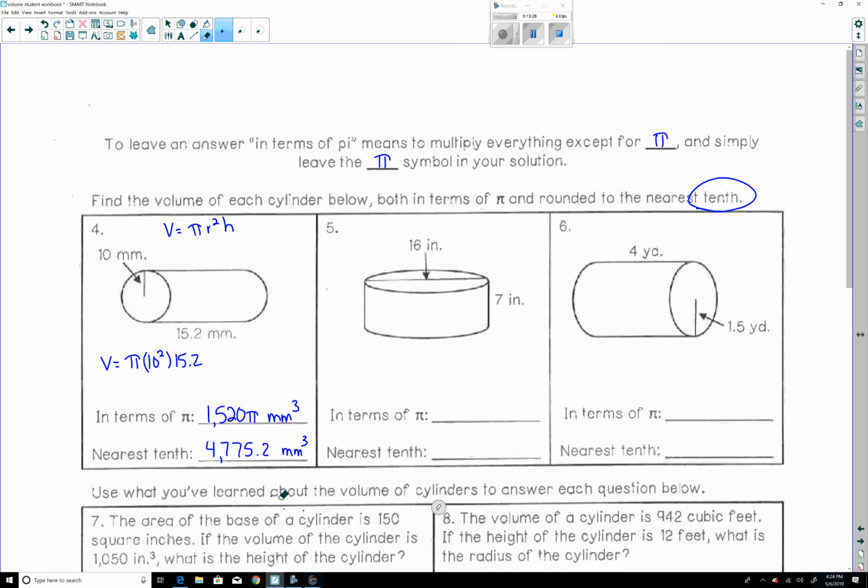Okay, so the next one, be careful because they're giving you a diameter again. We're going to use the same formula. So we're going to do our volume equals pi r squared times height. Volume equals pi.